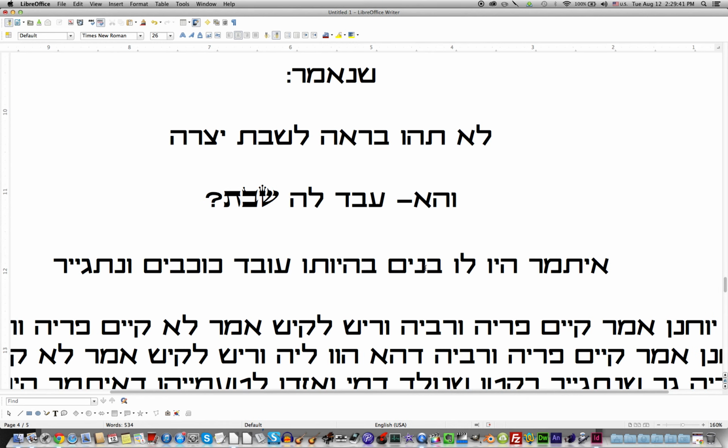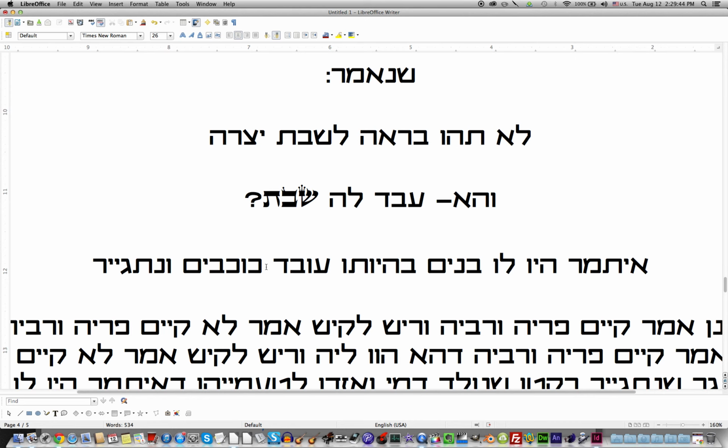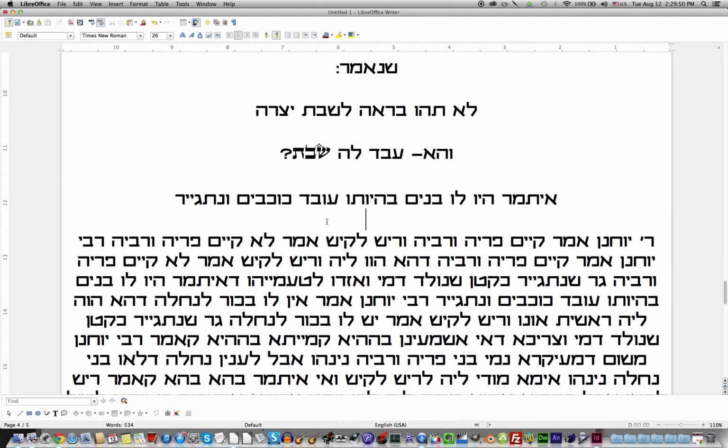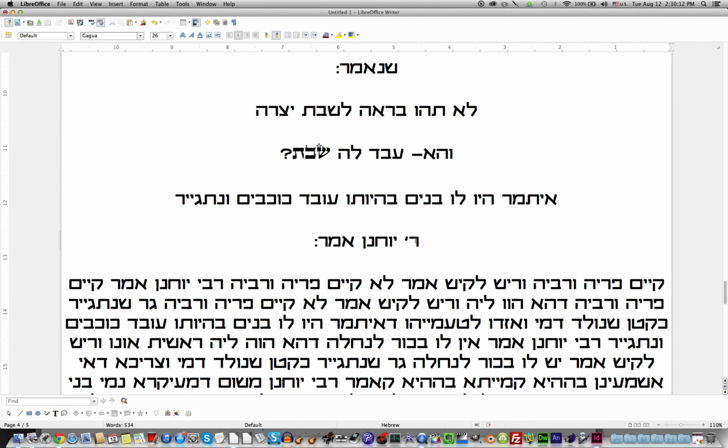Ithmar hayu lo banim, beheyotho oved kochavim. Also, it's interesting, if Bnei Israel are considered like they were compared to kochavim. So like ovdei kochavim, those people like worship Bnei Israel, and that's the tragedy, because you worship Hashem, you don't worship the man, you don't worship the sage, you worship Hashem. Rabbi Yochanan Amar, and that's where Christianity went wrong. I mean, well, that's how it started, worshiping a man. That's Avodah Zarah.